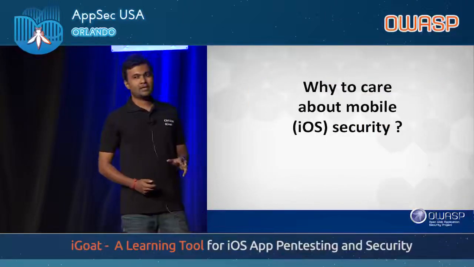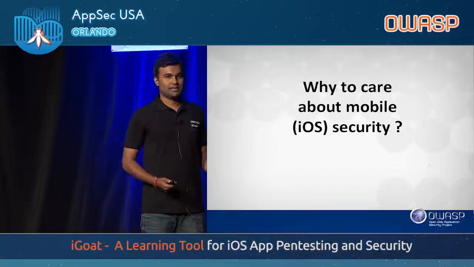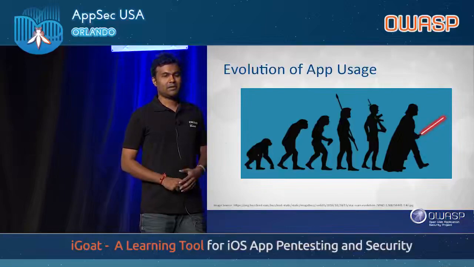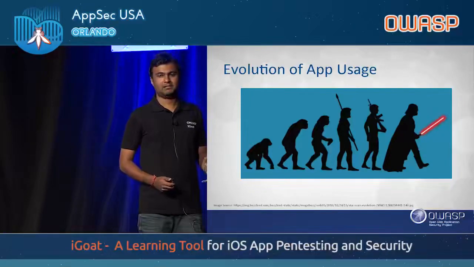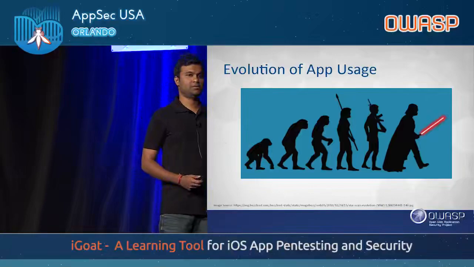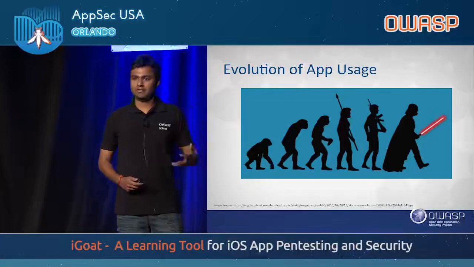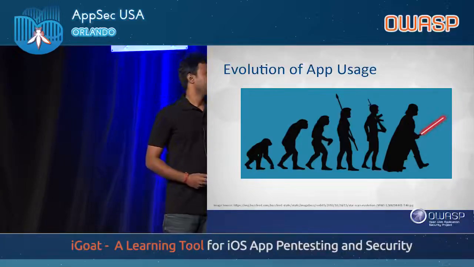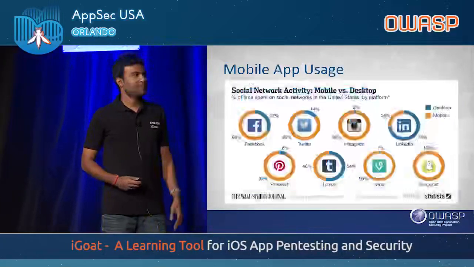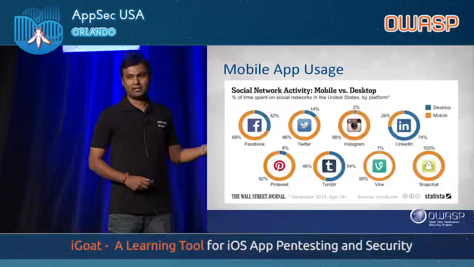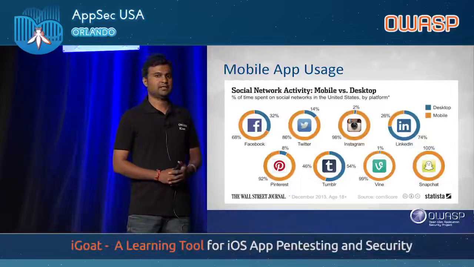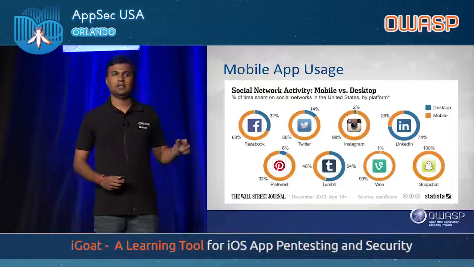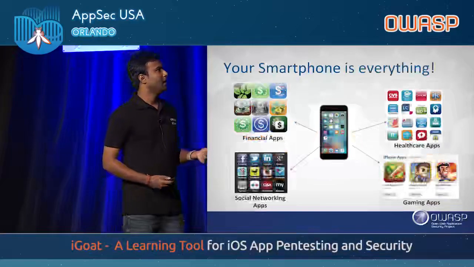The first thing is why to care about iOS security. If you see the evolution of application usage, now everything has come to your mobile. You watch movies, you do bookings, and people hardly use laptops or desktop applications. If you see the statistics, for most social networking sites and other applications, more than 70% of the traffic is on their mobile applications.